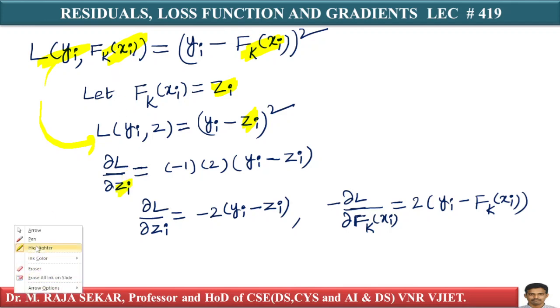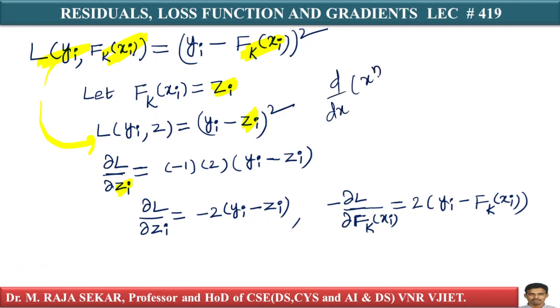We know the formula for differentiation: d by dx of x to the power n equals n into x to the power of n minus 1. So this is 2 into (yi minus zi) to the power of 2 minus 1. Again, you have to differentiate. This is 0 with respect to partial differentiation. With respect to zi, yi is constant so 0, and zi with respect to zi is 1, so 0 minus 1. Therefore, you will get minus 1 into 2.